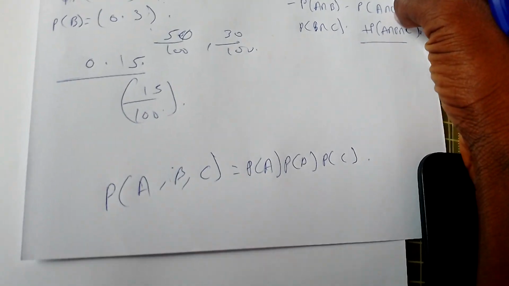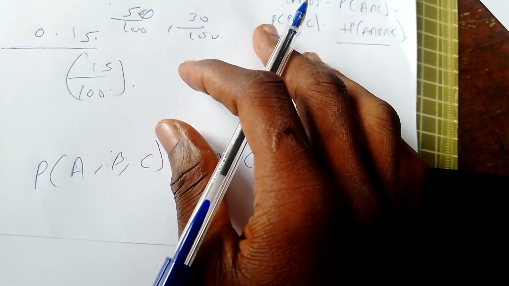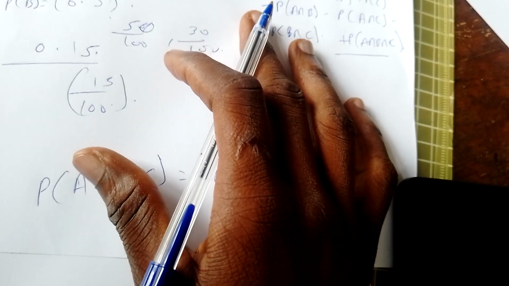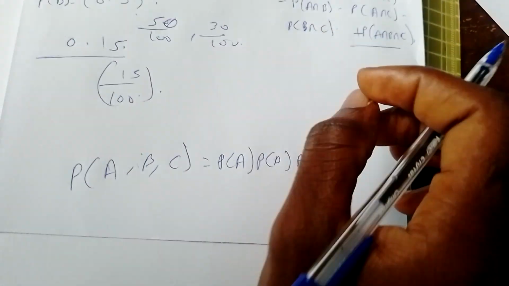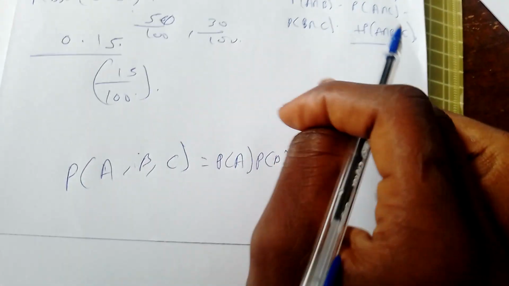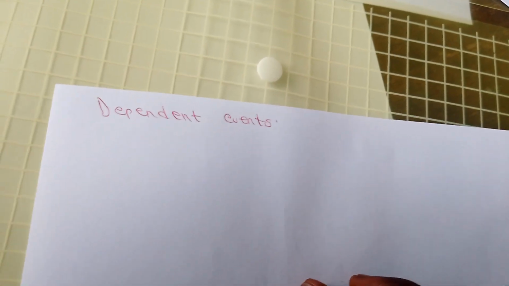Now, where do we get an issue? We get an issue when we are talking about dependent events, where the occurrence of something depends on the other. In that case, you would really need to consider the effects of each closely, right? So let's go to the next thing we'll be dealing with. Okay, dependent events. Let's talk about dependent events.